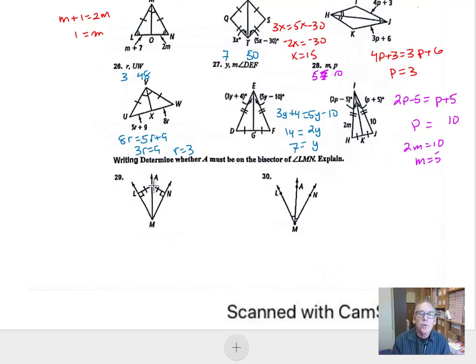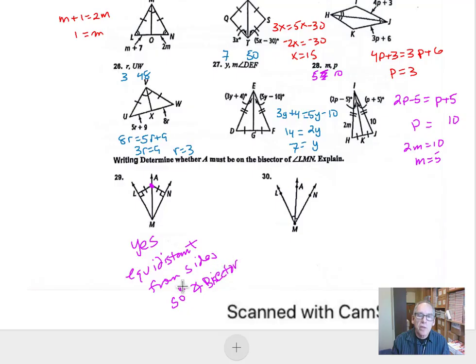So they're showing here that this point A is equidistant from ML and MN, which are the sides of this angle LMN. So A is on the angle bisector because it's equidistant from the sides. So it's on the angle bisector.